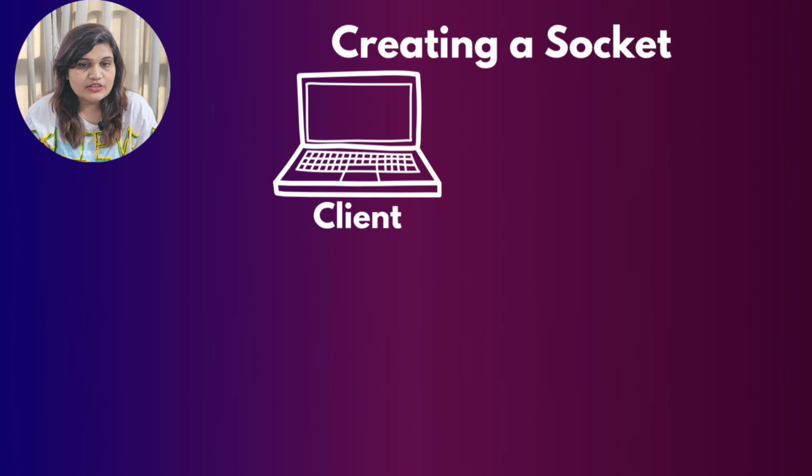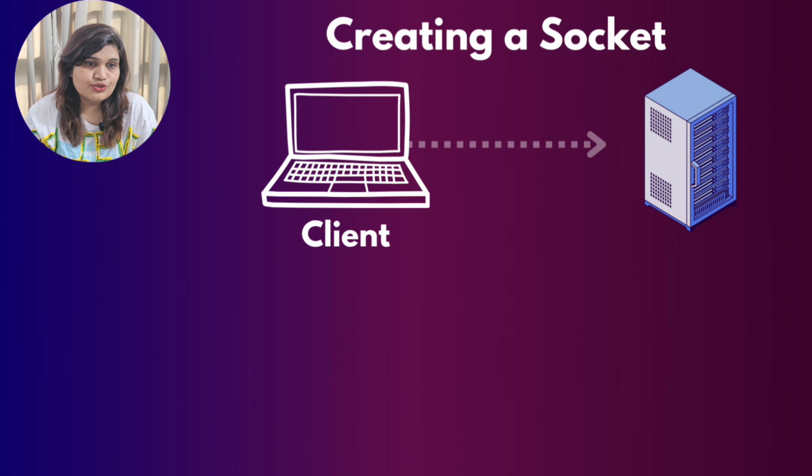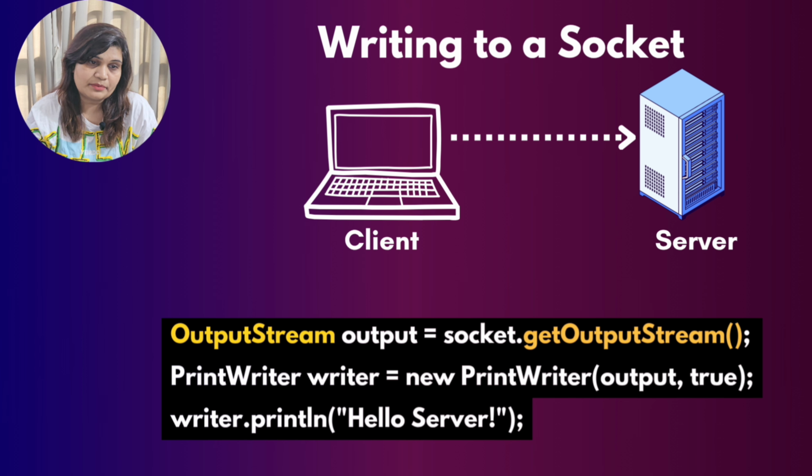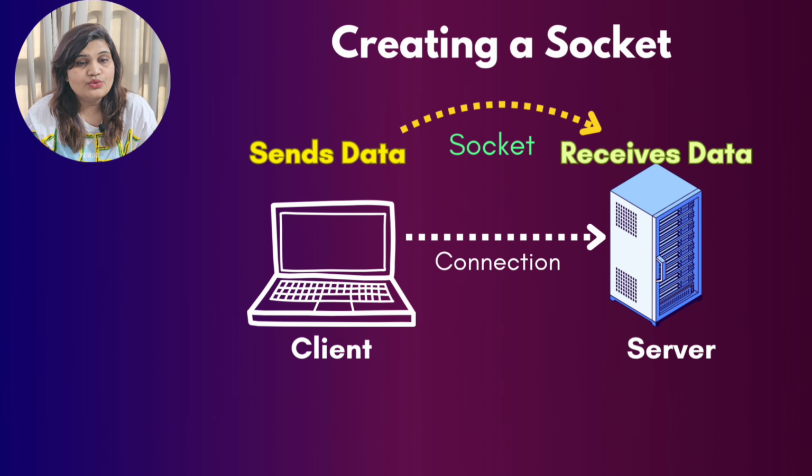To start a communication, a client creates a socket to connect to the server. Here's a simple example. Reading from a socket. Once the connection is established, you can read data from the socket using input streams. Here's how. Writing to a socket. To send data to the server, you use an output stream. These examples show how data flows between the client and the server. Remember, one side sends data and the other receives it, all via socket.